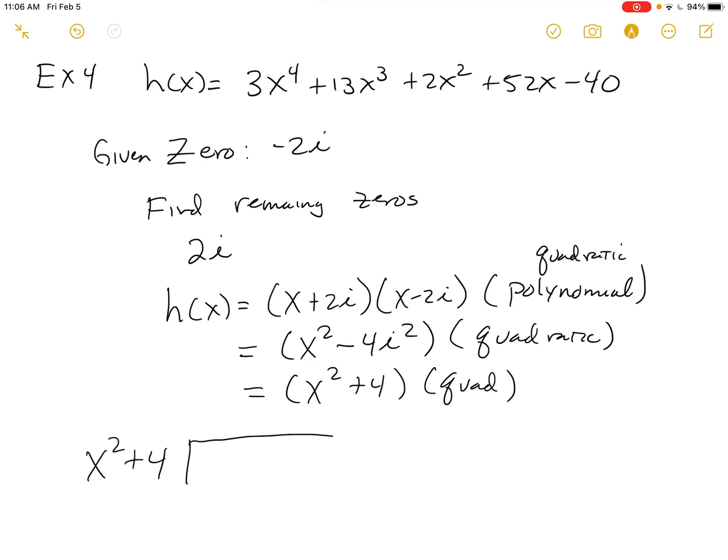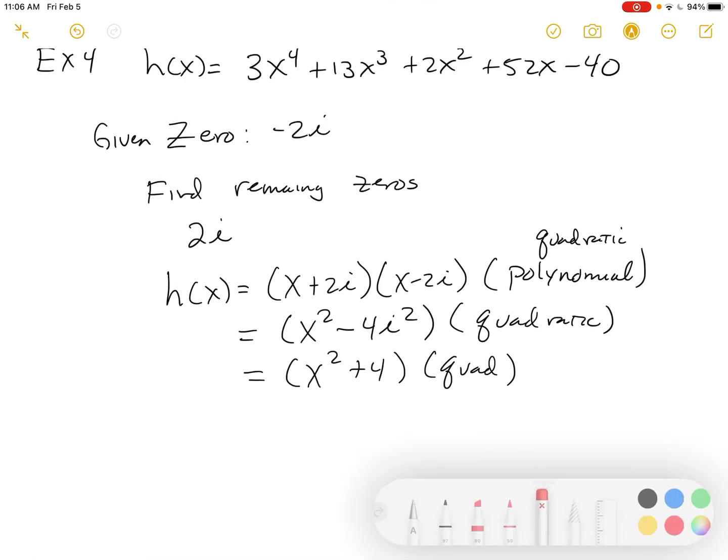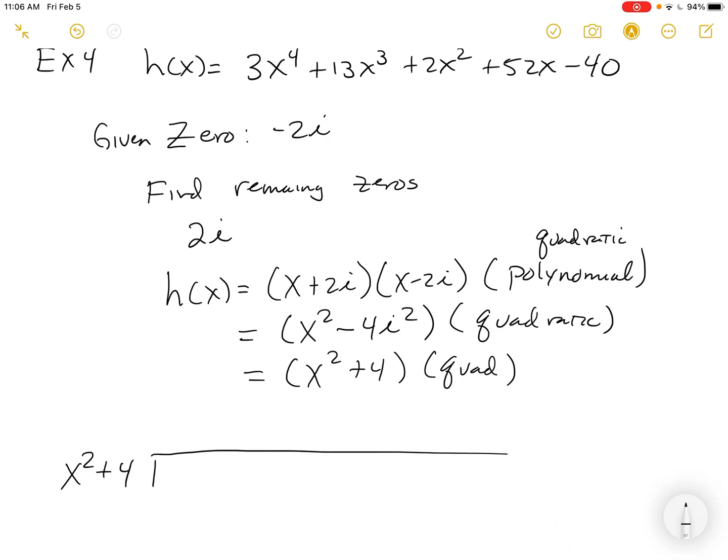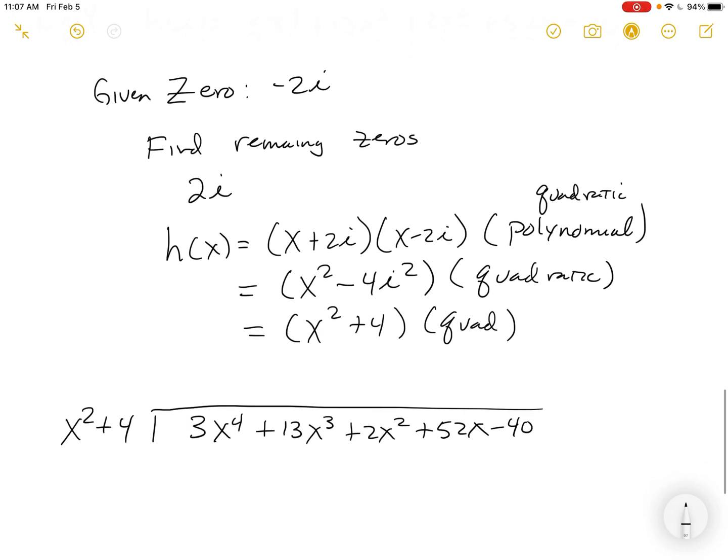So you could have been upset at your beginning algebra teacher, intermediate, in all of this process, but we don't want you to be. They made you do this long division. Well, they did it for a reason. It's absolutely a tool that we need. So let me put this x squared plus 4 a little bit lower. And we'll come here and I'll write in the 3x to the 4th plus 13x cubed plus 2x squared plus 52x minus 40. And it should go in evenly into this. So let's try it.